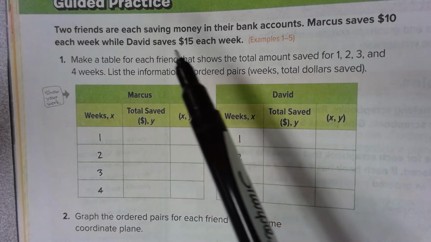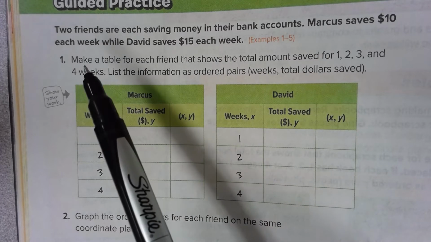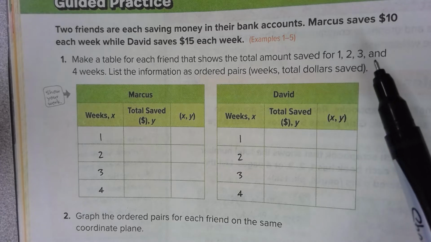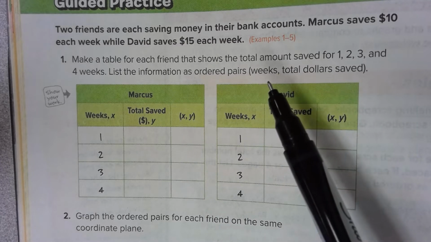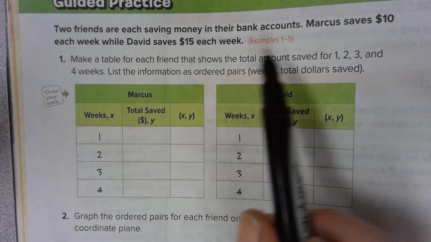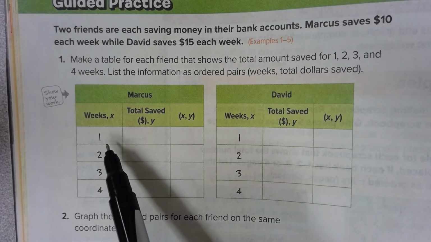It says, 2 friends are each saving money in their bank accounts. Marcus saves $10 each week, while David saves $15 each week. Make a table for each friend that shows the total amount saved for 1, 2, 3, and 4 weeks. List the information as ordered pairs, weeks, and total dollars saved.